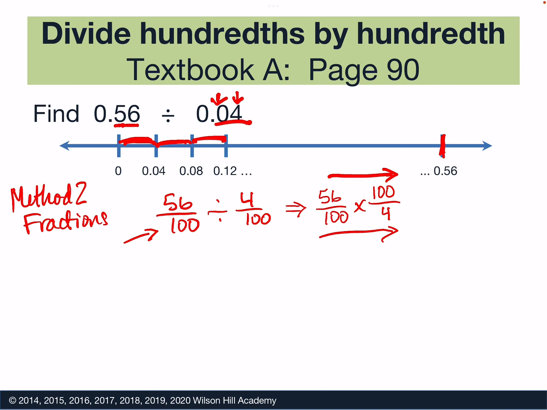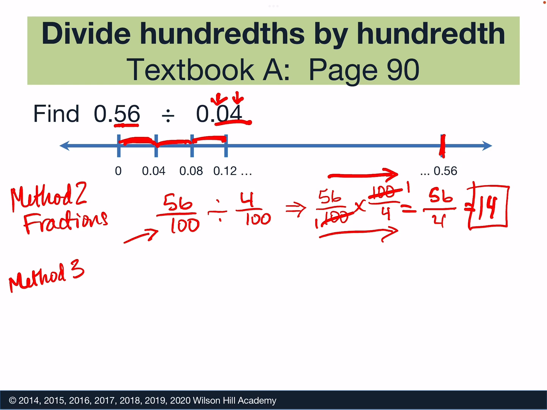So at this point, we could multiply across, but there is a lot we can simplify here. And right off the bat, we see we have 100 just across from each other. So it goes into itself one time, and we can multiply across. 56 times 1 is 56, and 1 times 4 is 4. Okay, and now we divide, and we find that this is 14. All right. That's method 2. What about method 3?